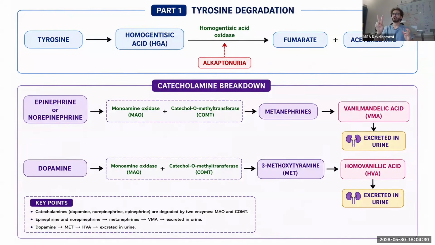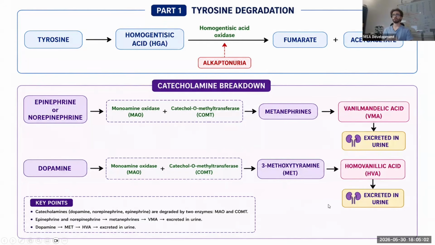Very easy. Two enzymes break down all of these catecholamines: monoamine oxidase and catechol methyltransferase, which are the MAO and COMT. Nice. Epinephrine and norepinephrine will be broken down by these enzymes into something called metanephrines. Then this metanephrine will become vanillylmandelic acid, VMA, then it goes to the urine. Dopamine will be broken down not into vanillylmandelic acid but into homovanillic acid, HVA, and then it goes into the urine.